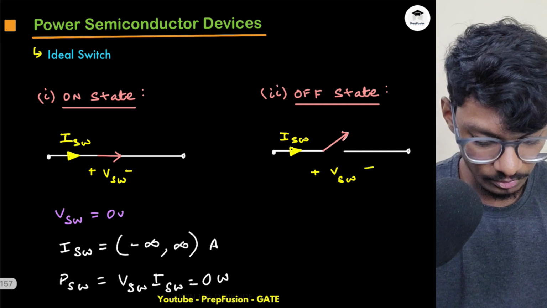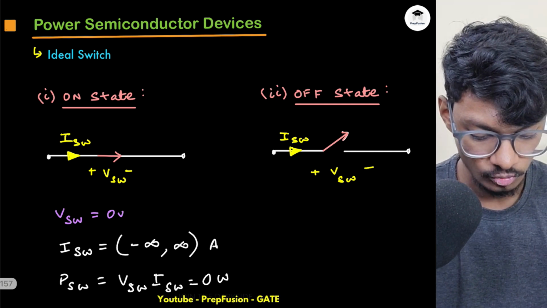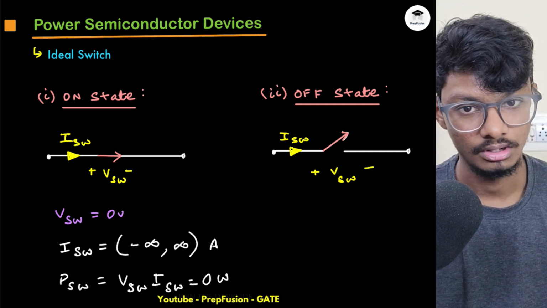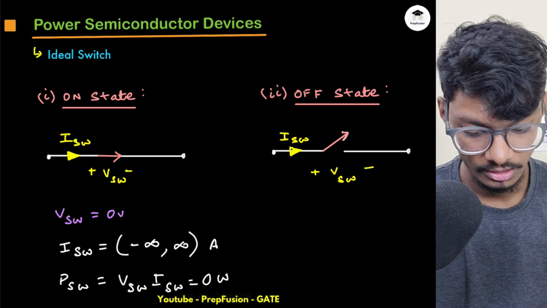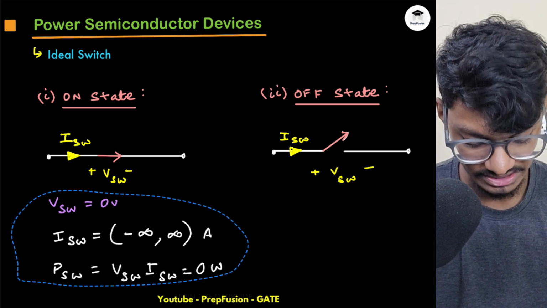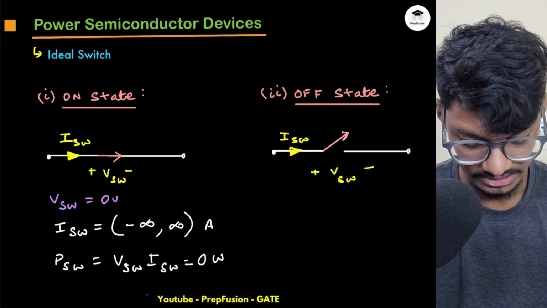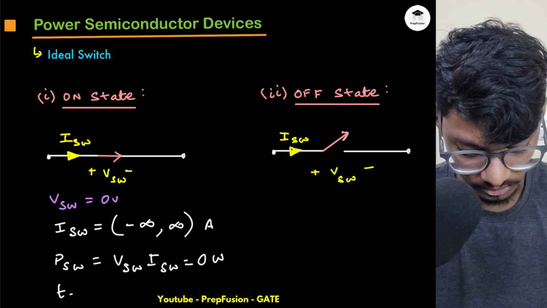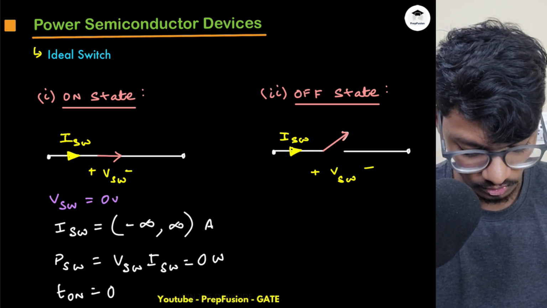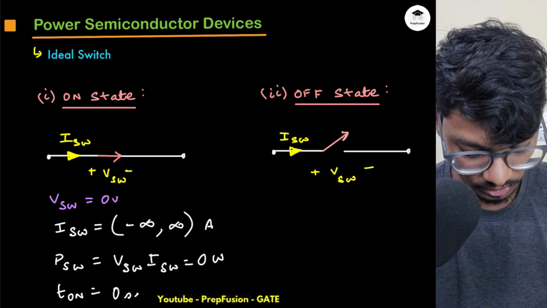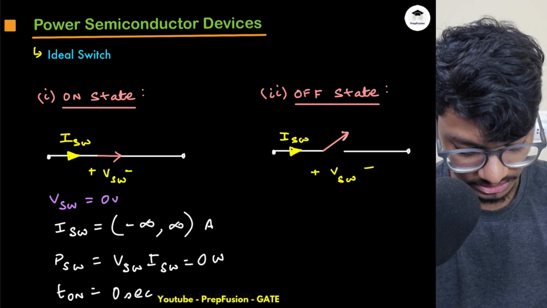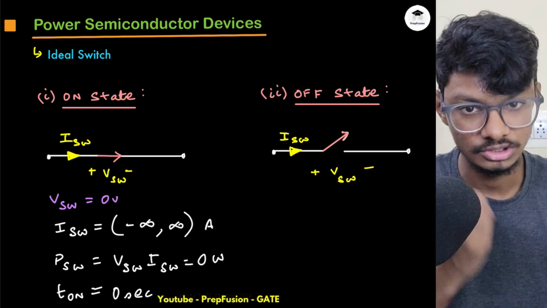Now, what is another point? Another point is how much time it takes for this switch to turn on. For an ideal switch, it should be instant. The time for this switch to turn on is 0 seconds. It should turn on instantly. There should not be any inertia or slowness.